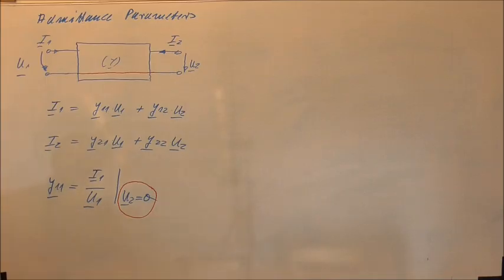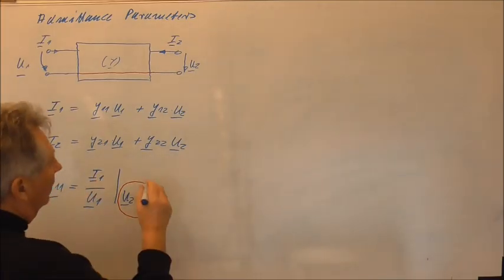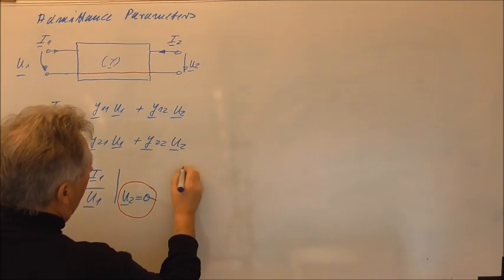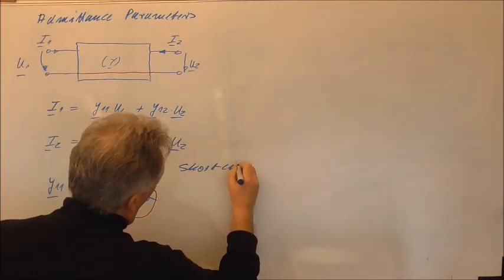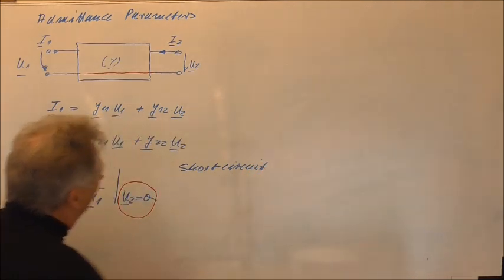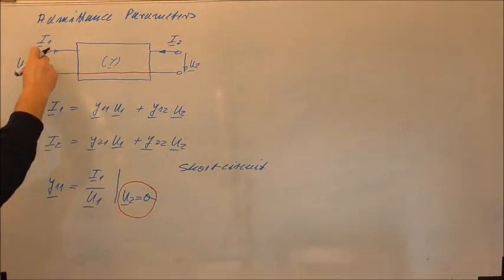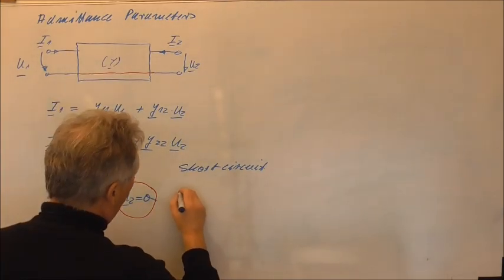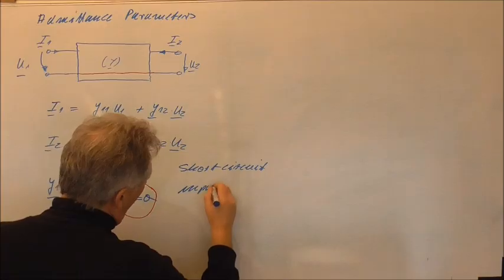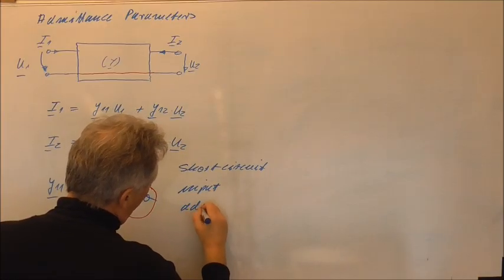But from its definition, it's clear that the notation of the Y parameter will be that it's called a short circuit, and you see in principle it's the admittance into port 1, so I call this short circuit input admittance.